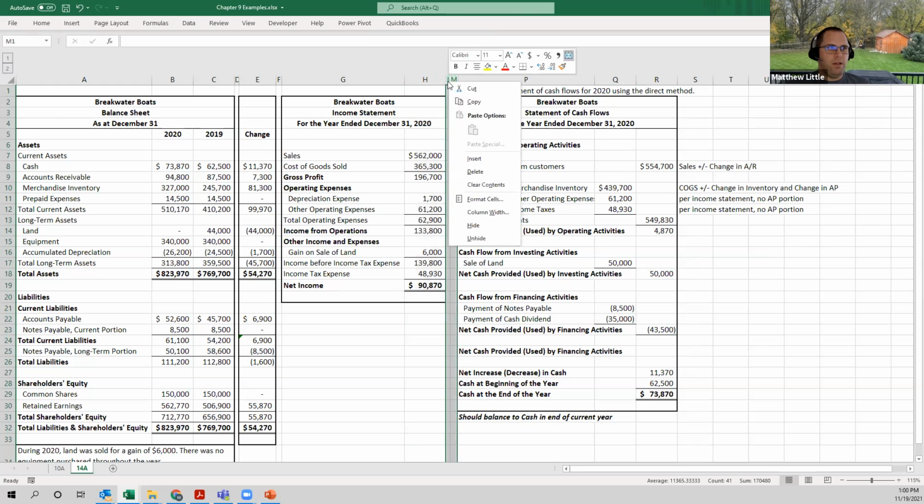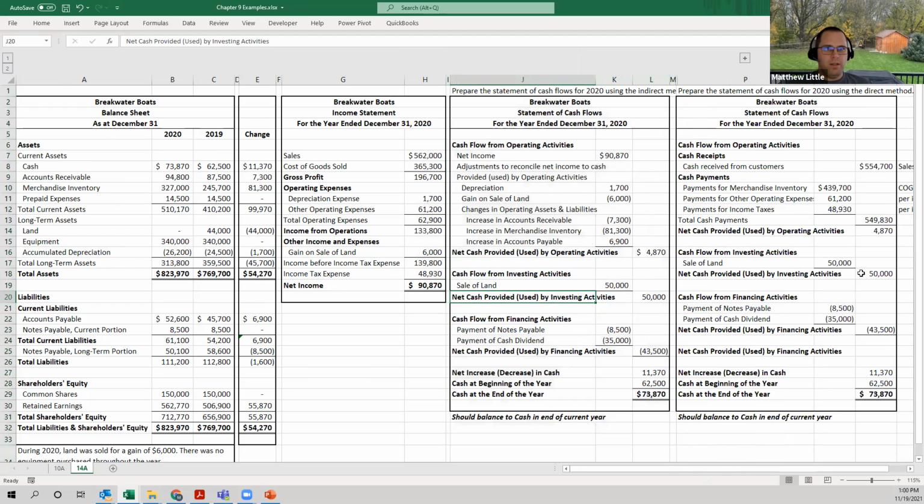Let me unhide this again. So you'll see that the total in both versions are the same. It's just how it's displayed varies. Investing and financing are the exact same components between indirect and direct. The change in cash is the same, opening cash is the same, and therefore the cash at the end of the year balances in both cases.